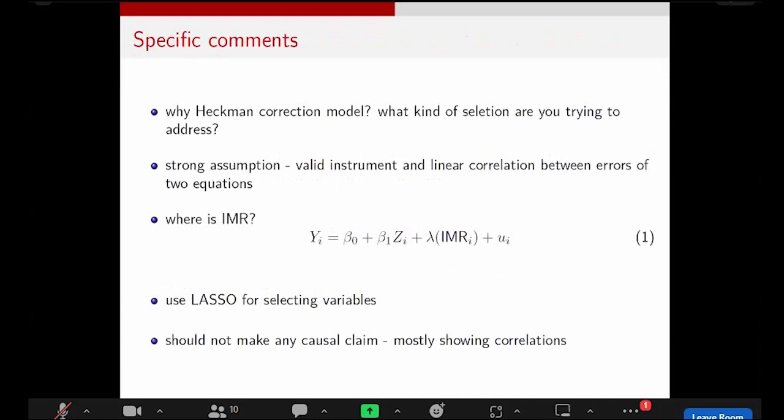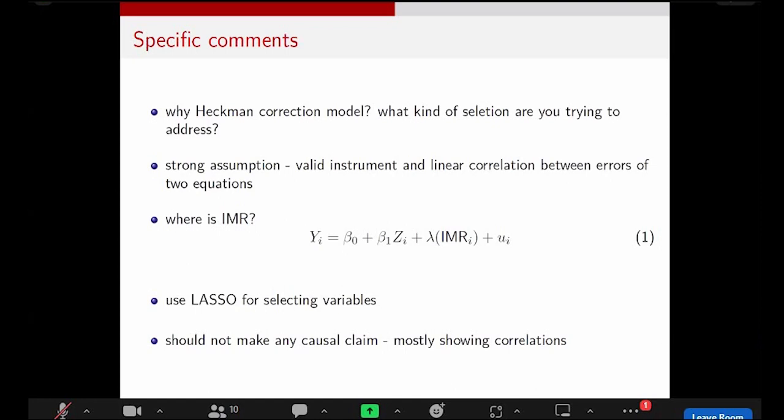So my specific comments on this paper. It looks like it's an ongoing paper, and there is room to do some development of this paper till it is ready for publication in a good journal.